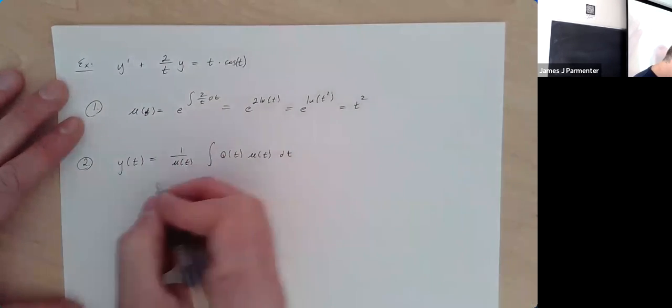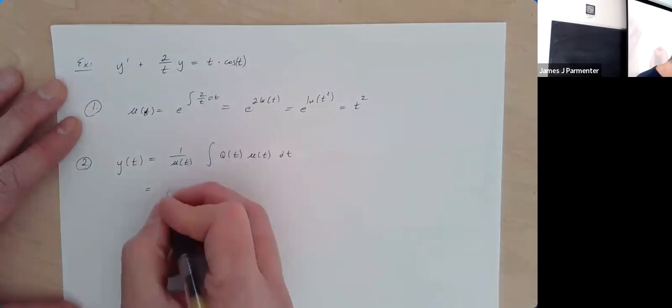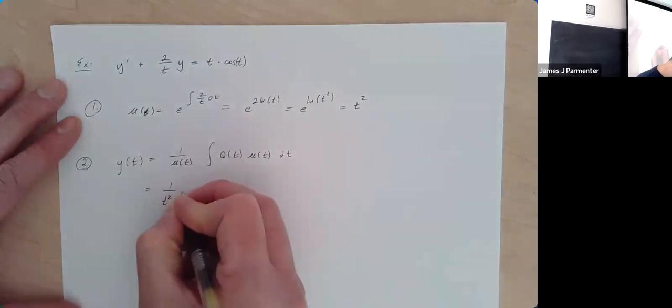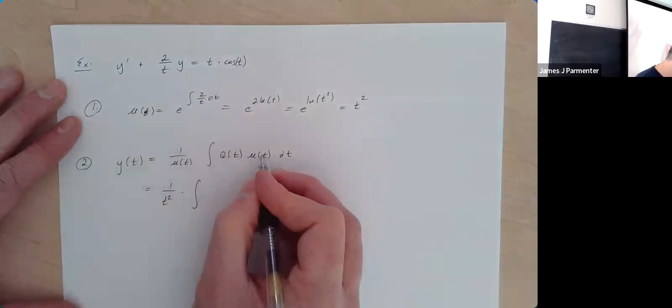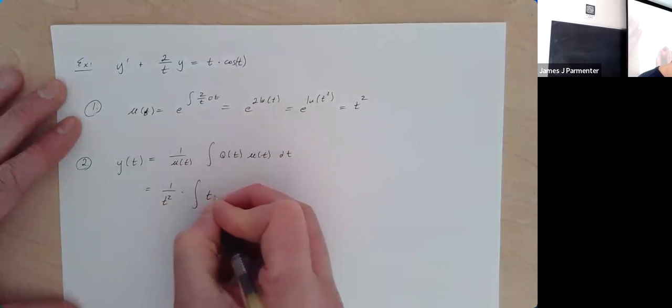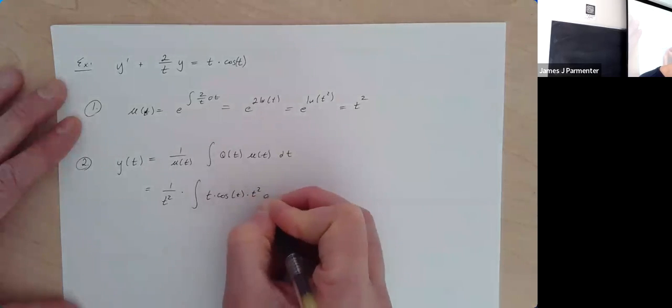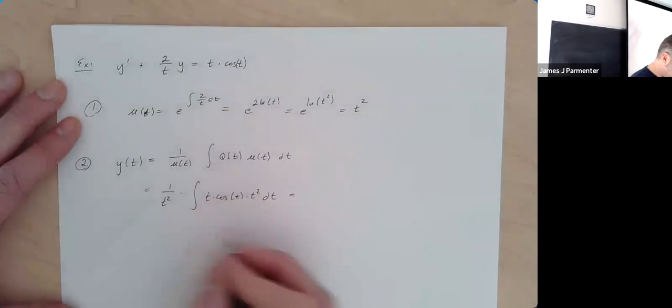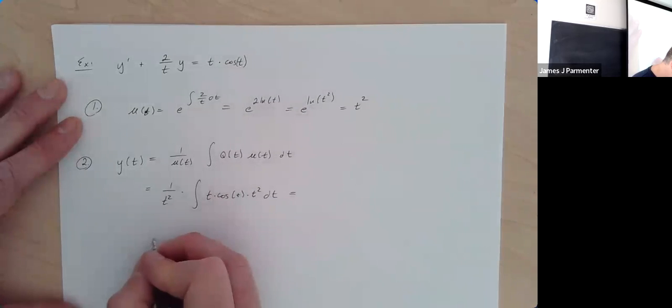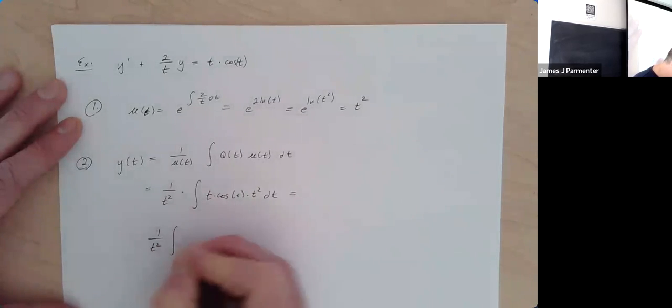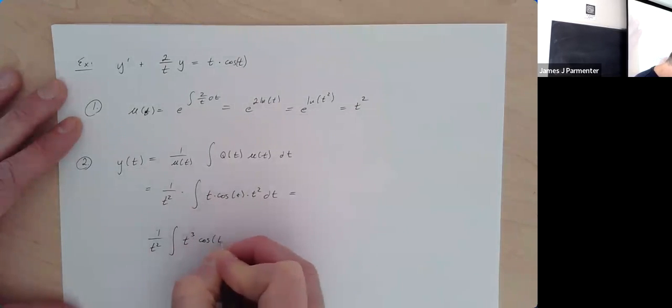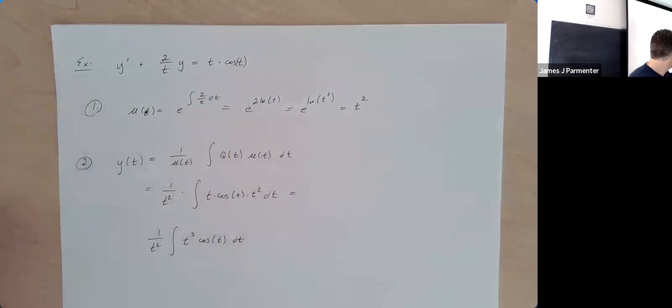So I'm going to get 1 over mu of t, which is 1 over t squared, times the integral of q of t times mu of t, which is going to be t times cosine of t times t squared dt, which if I simplify the integrand just a little bit, that's going to be 1 over t squared times the integral of t squared times t is t cubed cosine of t dt.